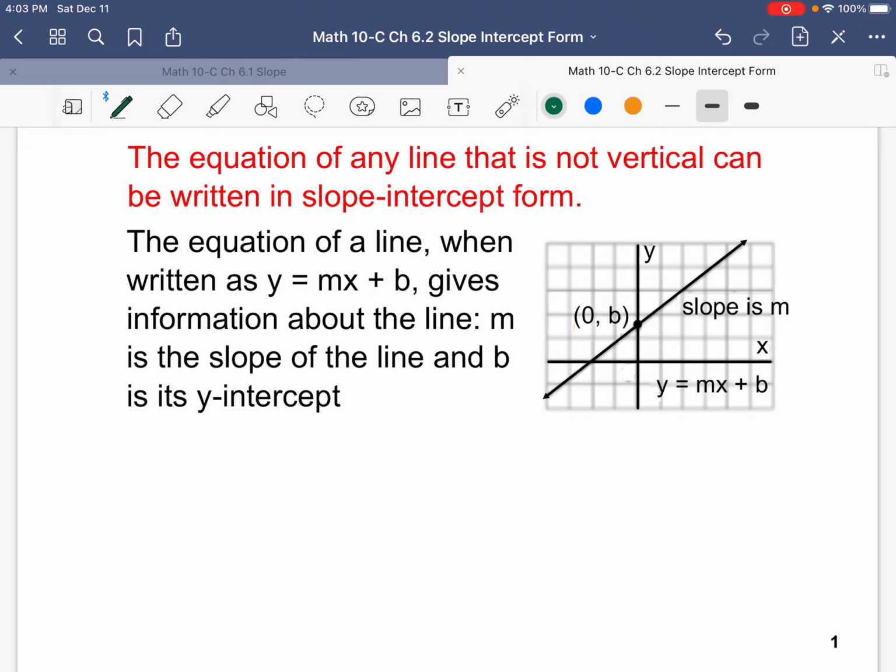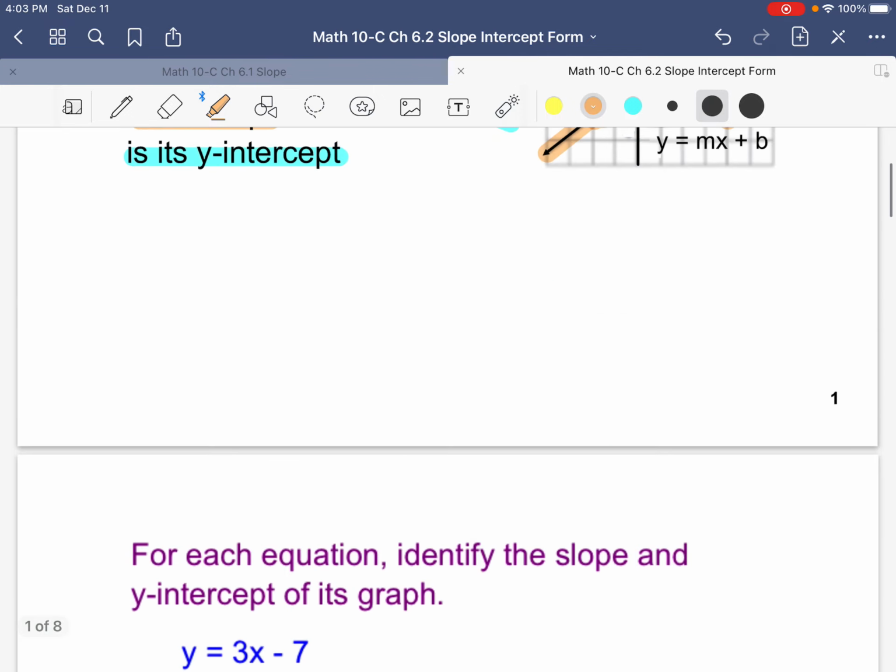Now, the equation of any line that is not vertical can be written in slope-intercept form. The equation of a line when written as y equals mx plus b gives information about the line. M is the slope, and b is its y-intercept. So we look at the graph here. Our b value is our y-intercept, and we have a slope going up, m.